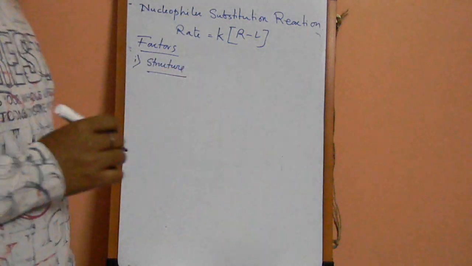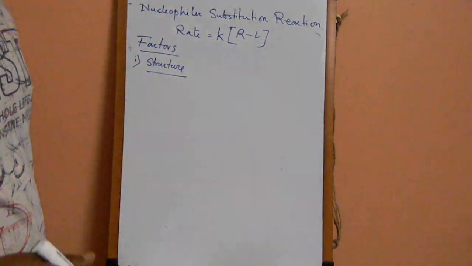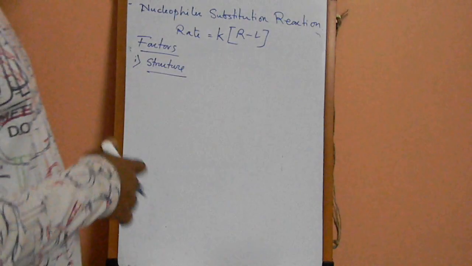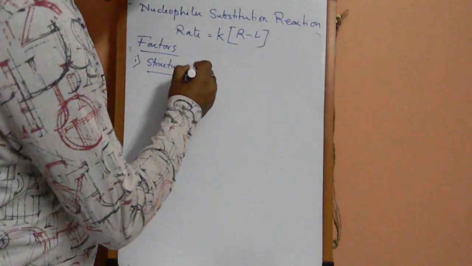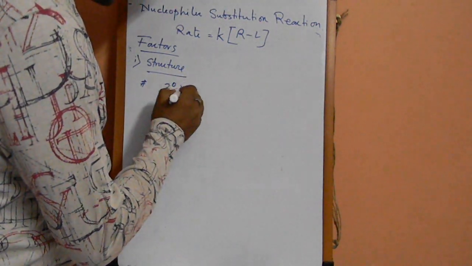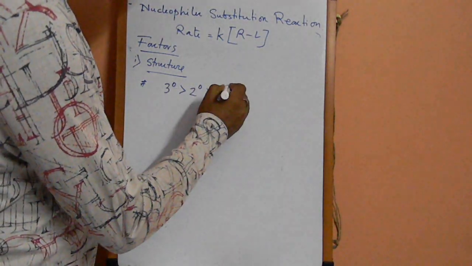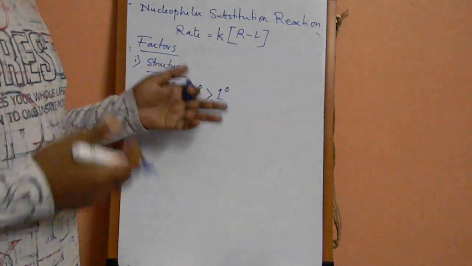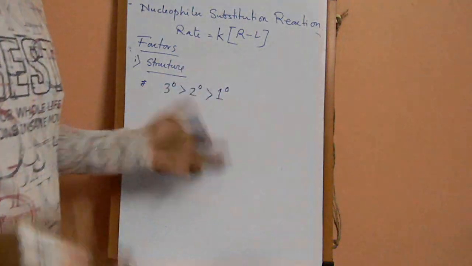So as you know, it goes via forming an R plus intermediate, that is a carbocation, which is very, very important. From the concept of carbocation, the first thing you know is that the tertiary carbocation is more stable than secondary, and secondary is more stable than primary. I am not going into the detail of why it is so. It is because of resonance, hyperconjugation, inductive effect, etc.